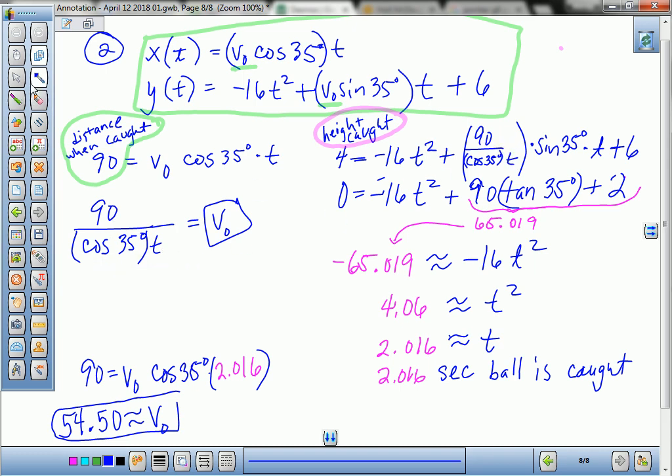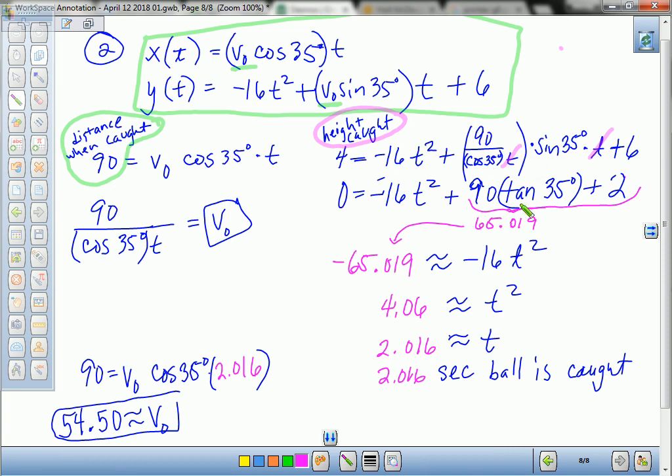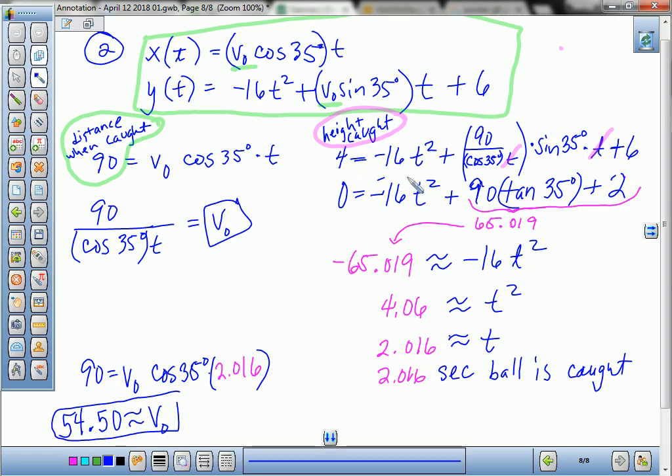Well, nice things happened when we look at this. The t's are going to cancel, and sine over cosine can simplify to merely tangent. Now, how did this 6 turn into a 2? Well, we're going to use our calculator.